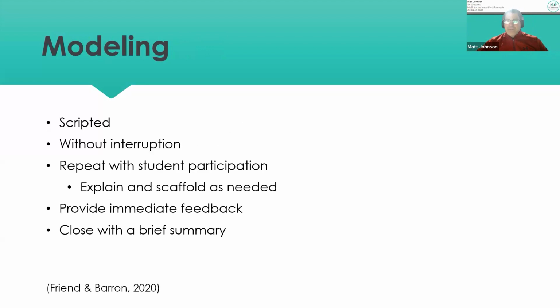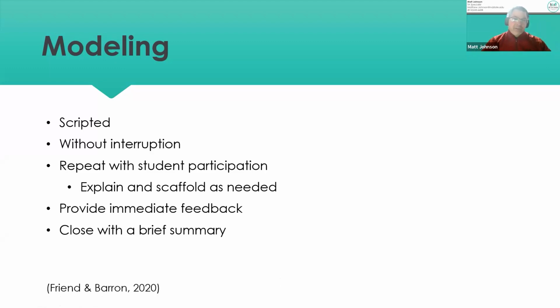So modeling, I know we touched on this. I'm not going to go too much into this piece, but it is scripted when you model something, and it should be as uninterrupted as possible. And then we repeat it with the student participation. So the first time through, I want to give them the whole thing. Here's the process. Here's what I'm going to show you how to do. Like the example we had, here's what I want to teach you how to do. Here's what it's going to look like.